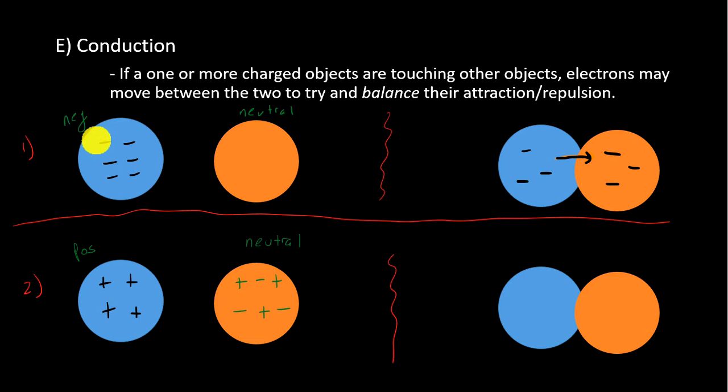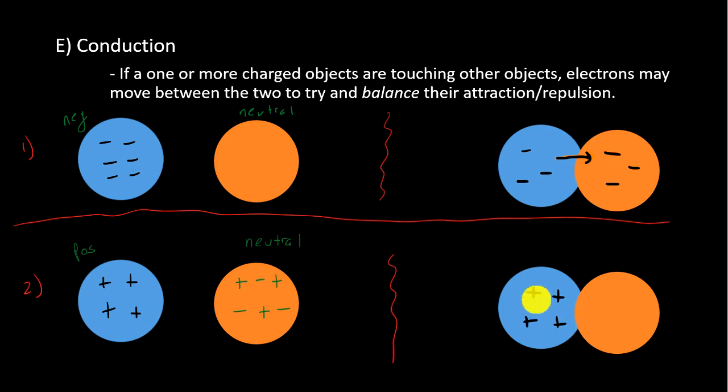Okay. The second example, I have a positively charged object. This one is still going to be neutral, but I did draw in the pluses and minuses just because it's a little easier to show. So now something's really positive. It's missing electrons. If I bring them together, I'm still going to draw those pluses because remember, they are not moving. Plus, plus, plus.